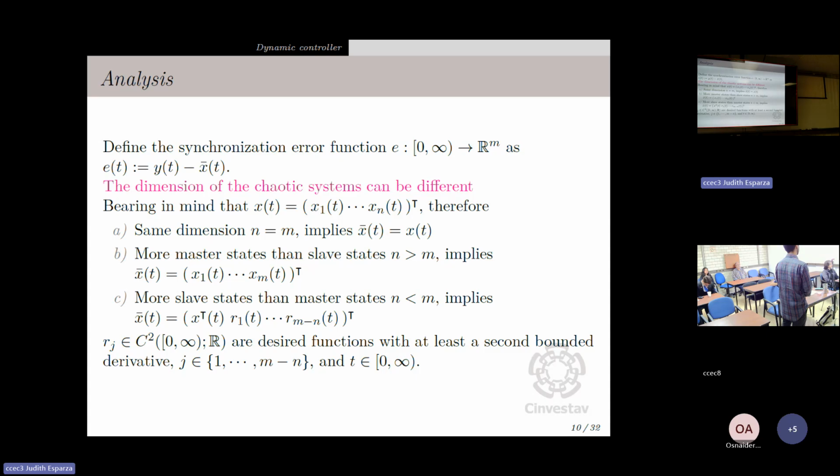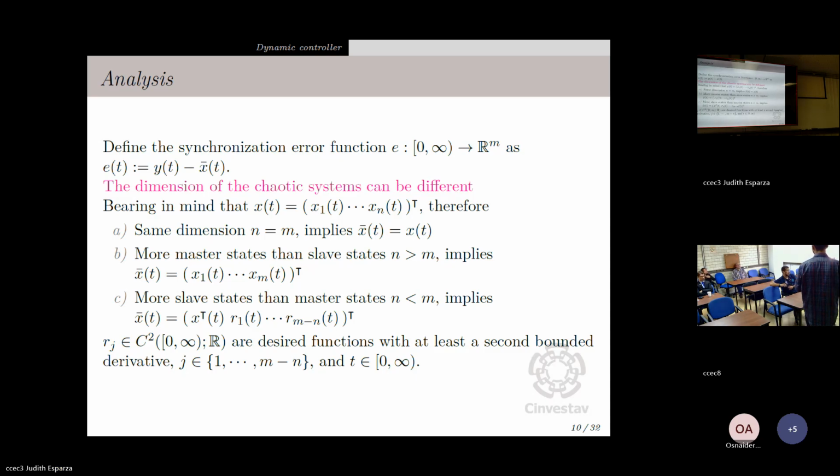So we can put this function to depend on the states with this condition. This function should be C2, and we have at least a second bounded derivative. All of these conditions are in order to analyze the operator and the corresponding bound works.